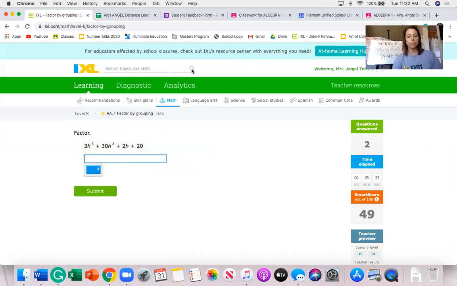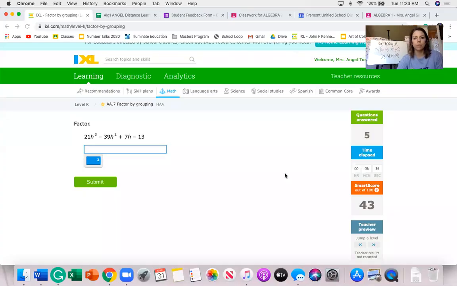And there you have it. All right, I'm going to pause here and find another one that we can do. All right, found one that I think might be a little bit interesting. So 21h cubed minus 39h squared plus 7h minus 13. This one is a little bit interesting for a couple of different reasons.